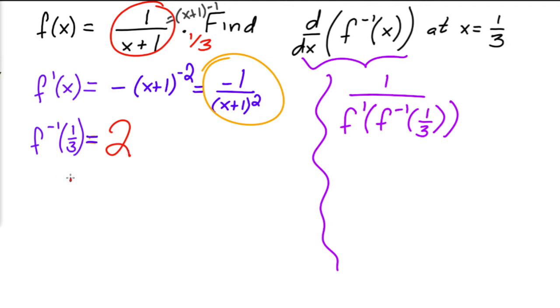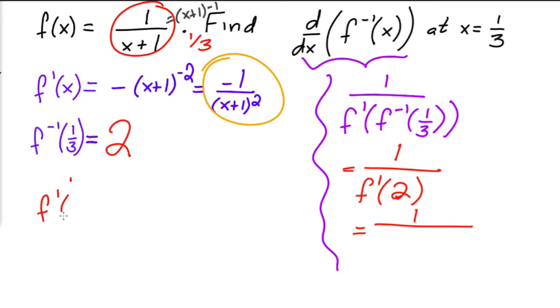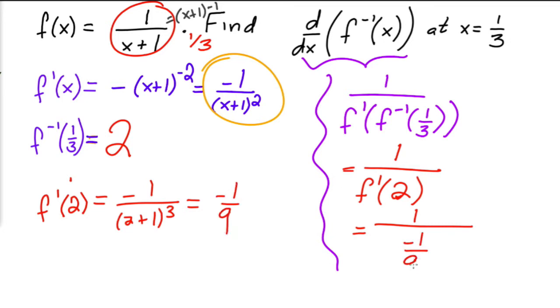So then this guy is equal to 1 over f prime at f inverse of 1/3, which is 2. So this is going to be 1 over f prime at 2. Let me do that over here. F prime at 2 is equal to negative 1 over 2 plus 1 to the 3rd. So this is negative 1/9. So when all is said and done, this is equal to negative 9.